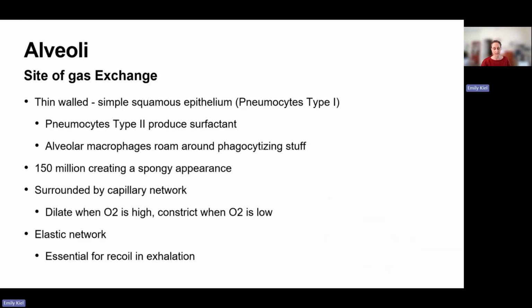And then there's also an elastic network of tissue, and that's really important because it's going to help the alveoli recoil when we exhale. As it recoils, it's going to push that air out so that we're pushing more air out of the lungs. When we push air out of the lungs, that's going to give space for new air to come in.